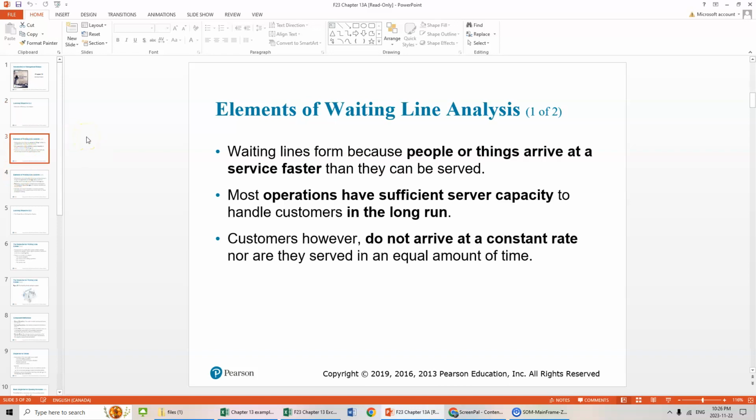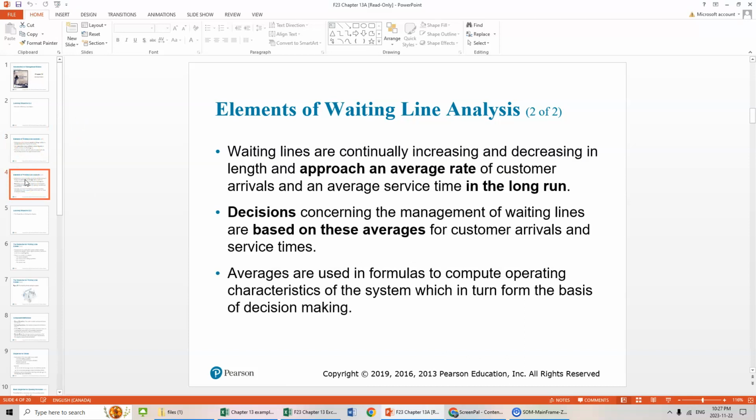So, elements of the waiting line system. Lines form because, as it says there, people or things arrive at a service rate faster than they can be served. Most operations have sufficient server capacity to handle customers in the long run. Customers, however, do not arrive at a constant rate, nor are they served in an equal amount of time. So those are some of the elements of our waiting line or queuing analysis.